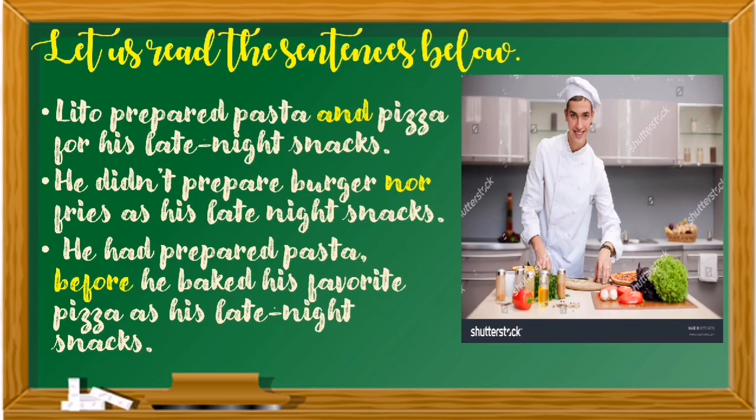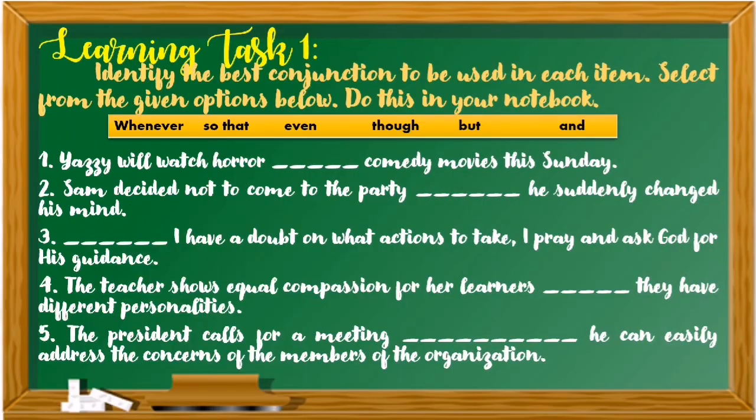Okay, so let's have this learning task number 1. Identify the best conjunction to be used in each item. Select from the given options below. Do this in your notebook or in your file paper. So the options are in the box.